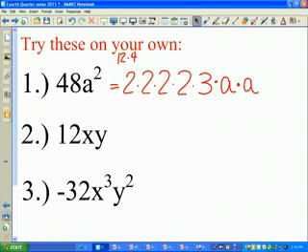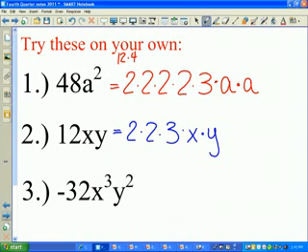For the next one, 12xy. We have our 12, which could be 4 times 3. So that will give me 2 times 2 times 3 times my variables, x times y.